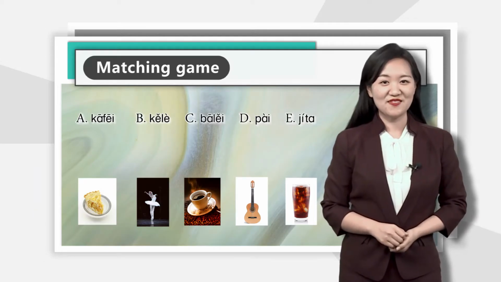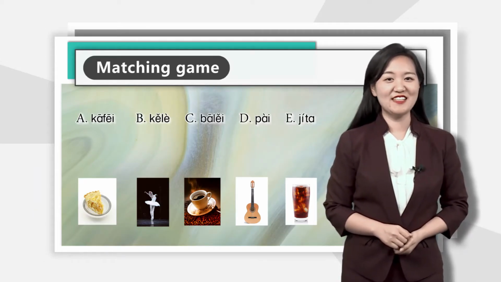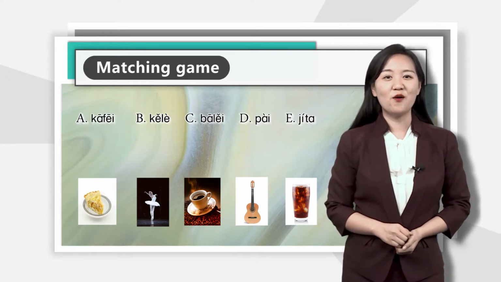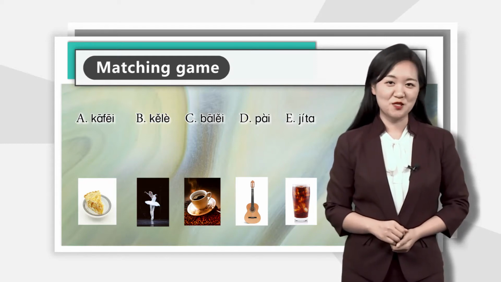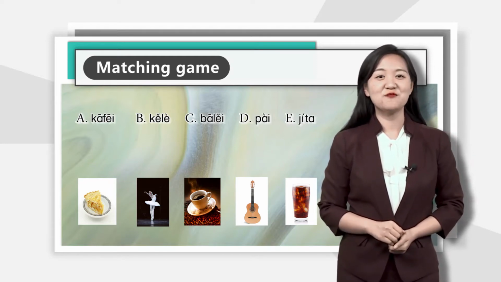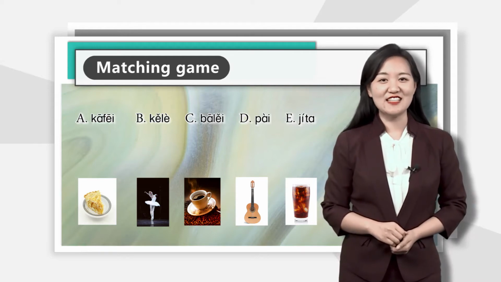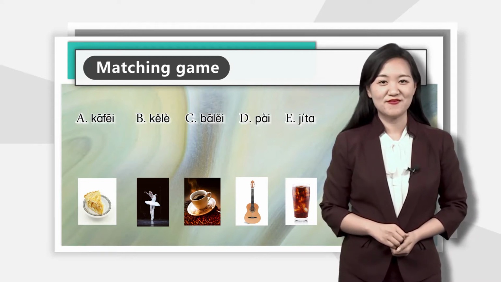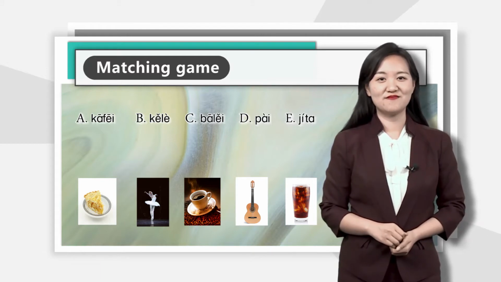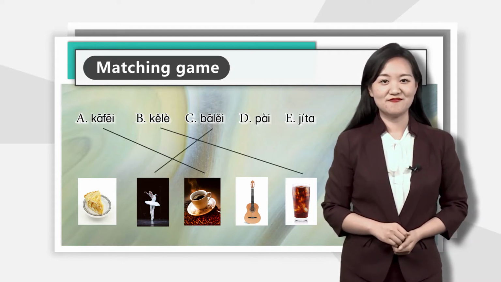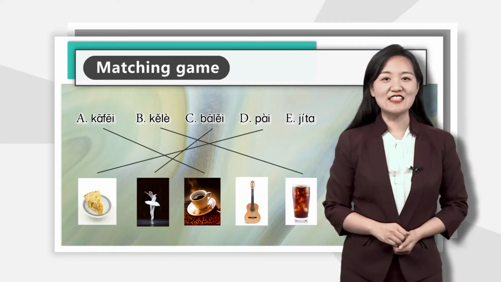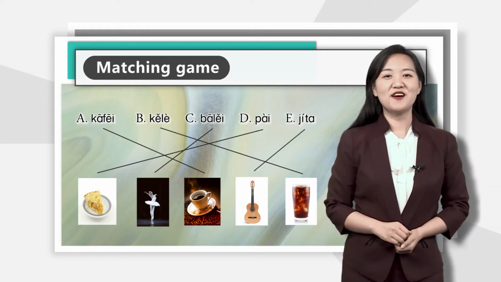Now let's play a game. Please match the words in Pinyin with the pictures. All the words are originally introduced from Western languages, so it won't be too difficult for you. You can read with me as well. Ready? Go. 咖啡，可乐，芭蕾，派，吉他。Well done.